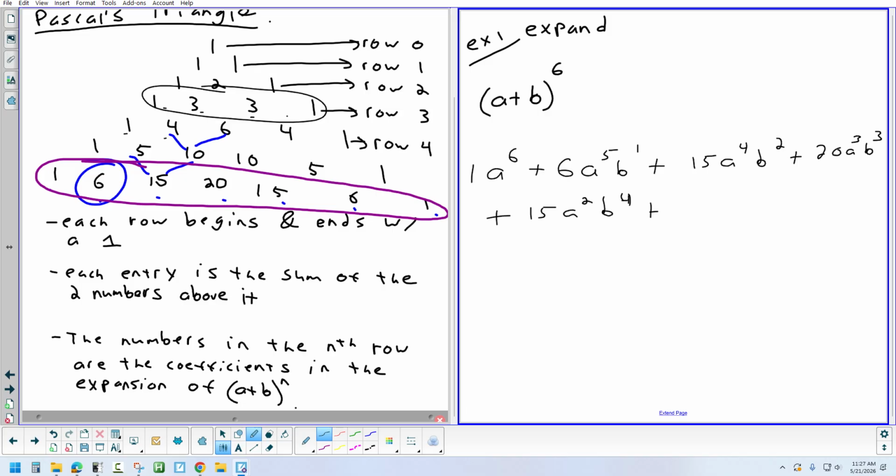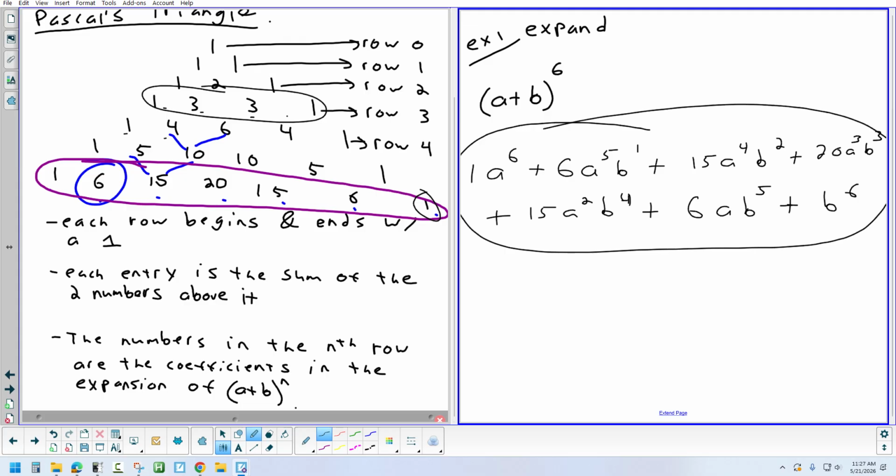Would it be plus 6? No, b to the 6th. Or is it? The 6 is good. We definitely want that. 6ab to the fifth. Yep. So 6ab to the fifth. And Eileen, how about my last term? B to the sixth. Yeah, it's just b to the sixth. There's a 1 in front of it, but that doesn't do anything. So that is the expansion.